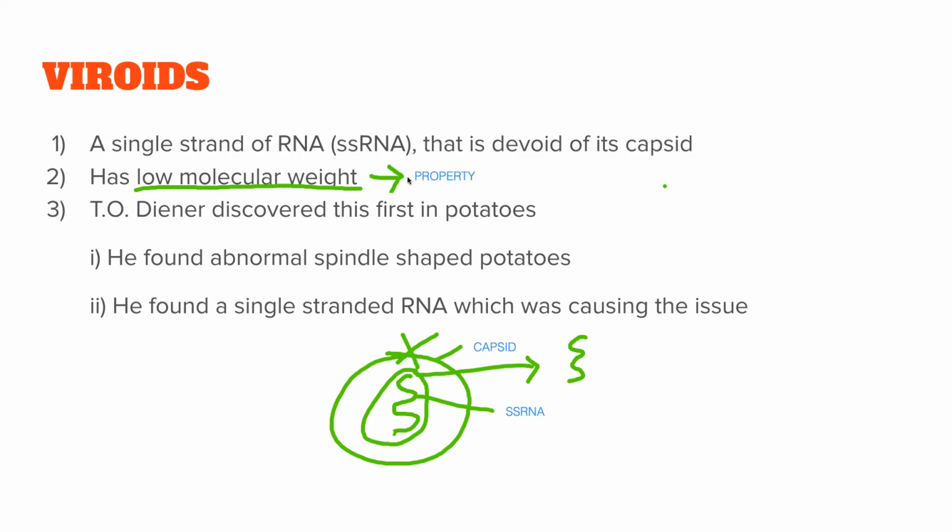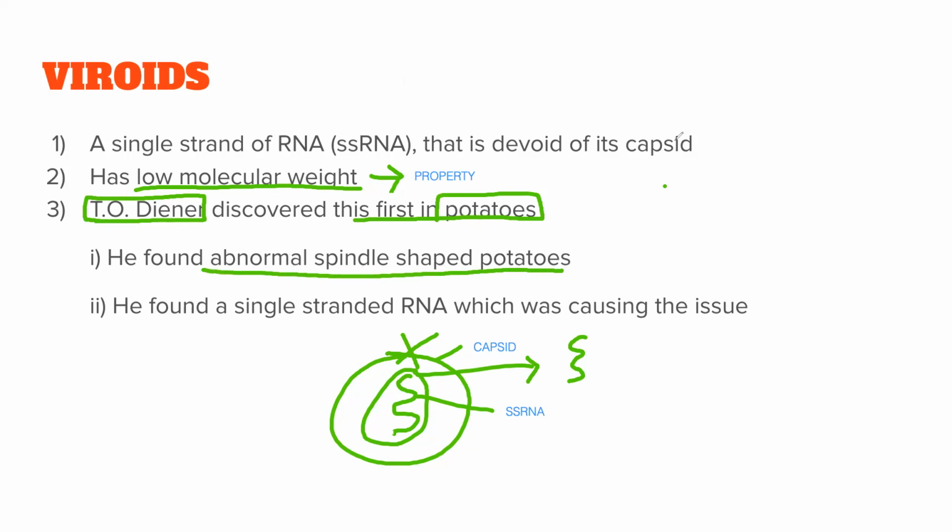So this is the property of the viroid. Then T.O. Diener. T.O. Diener is the person who discovered the first ever viroid, and he discovered it in potatoes. So what happened is he found an abnormally shaped, spindle shaped potato.